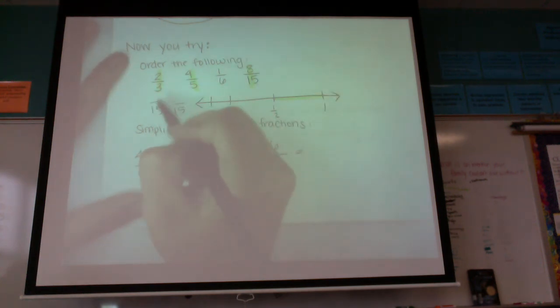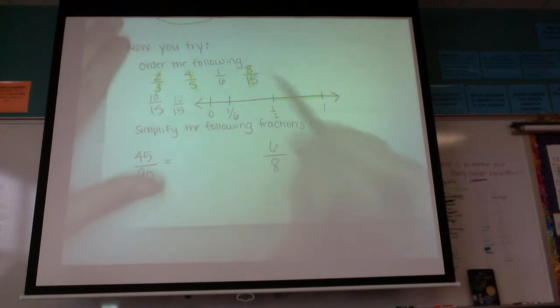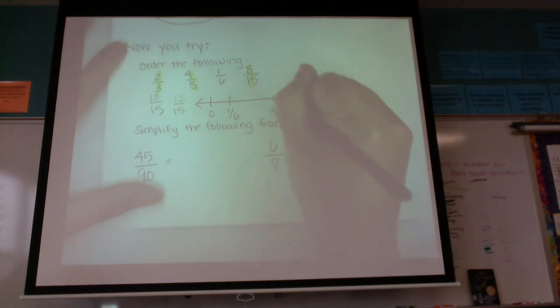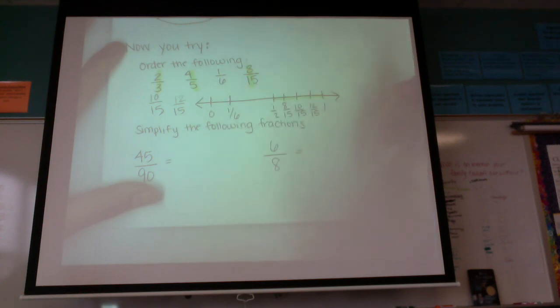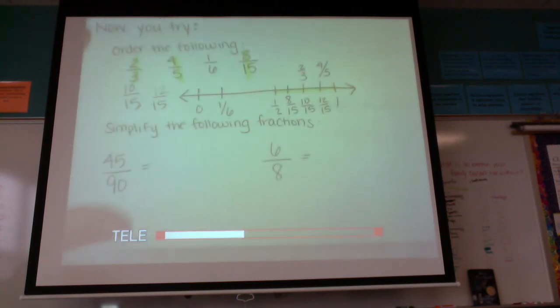So 3 times what's 15? That's 5. 2 times 5 is 10. Times 3, that's going to be 12. And I have 8. So that should automatically tell me the order. I'm going to have 8/15, 10/15, and 12/15. But 10/15 and 12/15 weren't my original. It was 2/3 and 4/5. Simplifying the fractions.